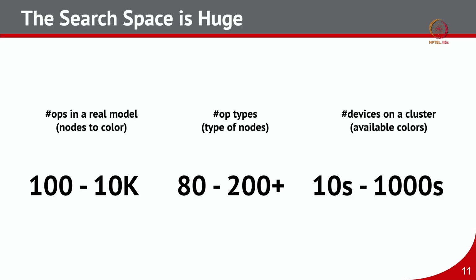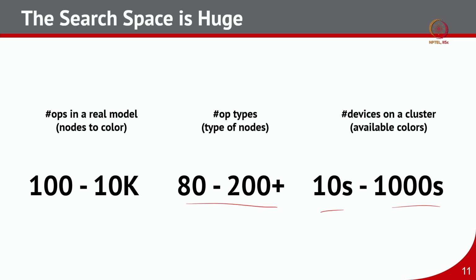And then the types of operators can also be very huge, like 80 to 200 plus. When we say types of operator, we can think that a 3 by 3 convolution versus a 5 by 5 convolution are 2 different types of operators, okay. So, there can be 80 to 200 plus operator types for an ML model, and the number of devices in a cluster, like the available colors, is 10 to 1000. In a smaller cluster we can have just 10 GPUs, in a bigger cluster we can have 1000 GPUs.